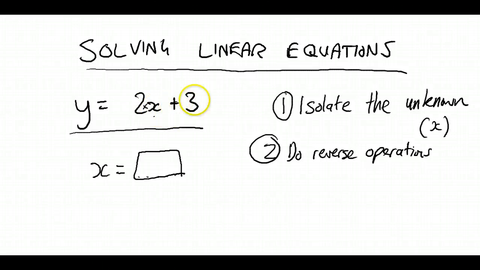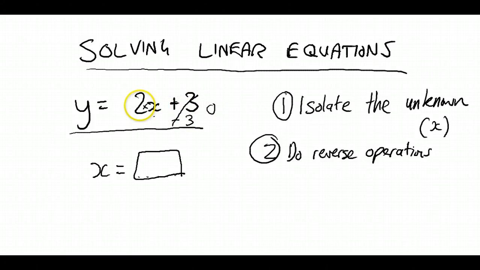This operation here, this plus 3, says take x and add 3 to it. And the reverse operation of add 3 is obviously minus 3. So we'd have to get rid of this 3, we'd have to do minus 3. And when we have plus 3 and minus 3, that adds up to 0. And we don't write 0, we just cross it out.